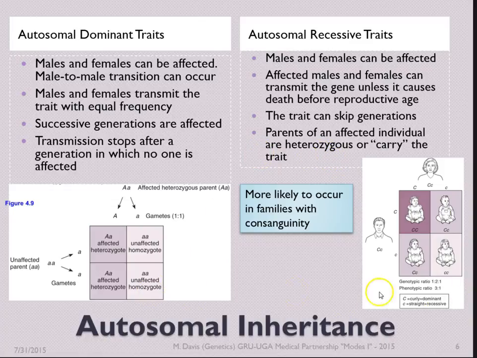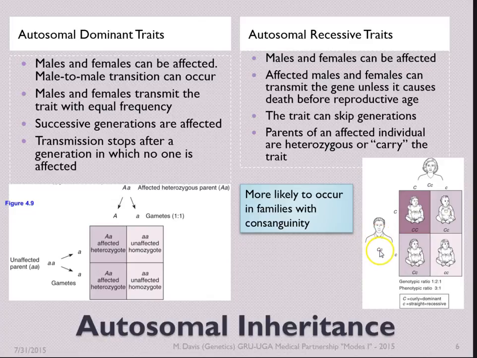Parents of affected individuals are by definition heterozygous or carry the trait. So if we look at these two examples, an unaffected parent, who in this case has two small a alleles, versus an affected heterozygous parent who has one big A and one small a, the offspring of which will be half affected and half unaffected. In this case, we usually say that the heterozygotic situation will display the phenotype, and that's another way to define a dominant allele. In a recessive trait, you actually have to have two copies of the mutated allele in order to see the trait.